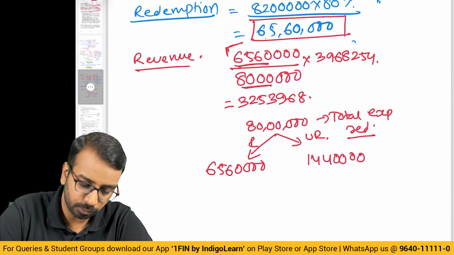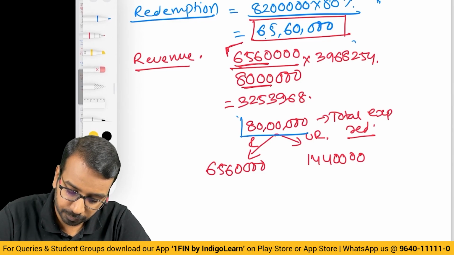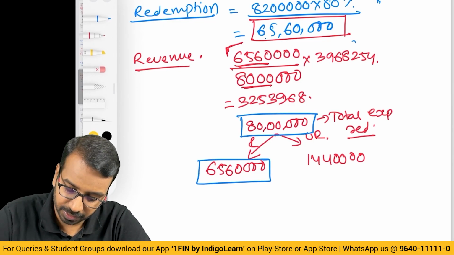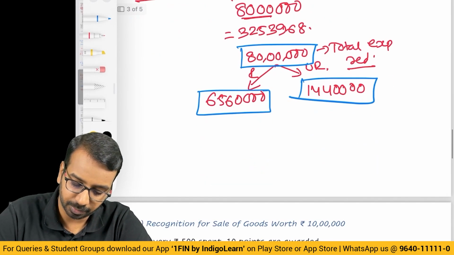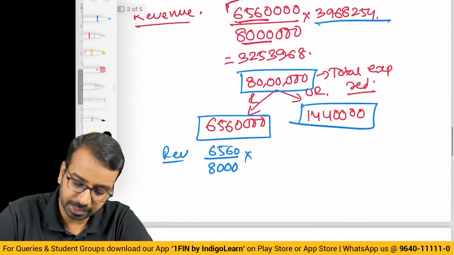Out of 80 lakhs, 65,60,000 has been redeemed and 14,40,000 is unredeemed. So revenue will be 6560, that is redeemed, out of 8000, multiplied by 39,68,254.